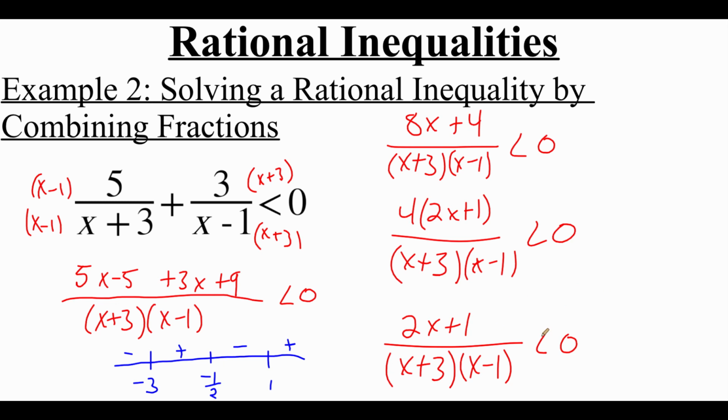As we're looking at this inequality, we're looking for where it's less than 0, so that means negative. So this fraction was negative on the interval from -infinity to -3, and also on the interval from -1/2 to +1. So that's going to be the solution to this inequality. Since we were looking for where it was less than 0 on our sign chart, that meant we were looking for where it was negative.